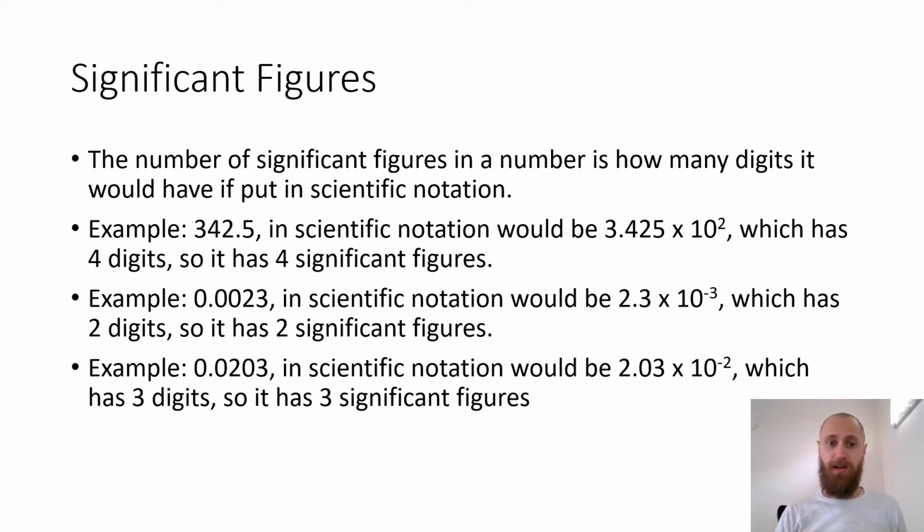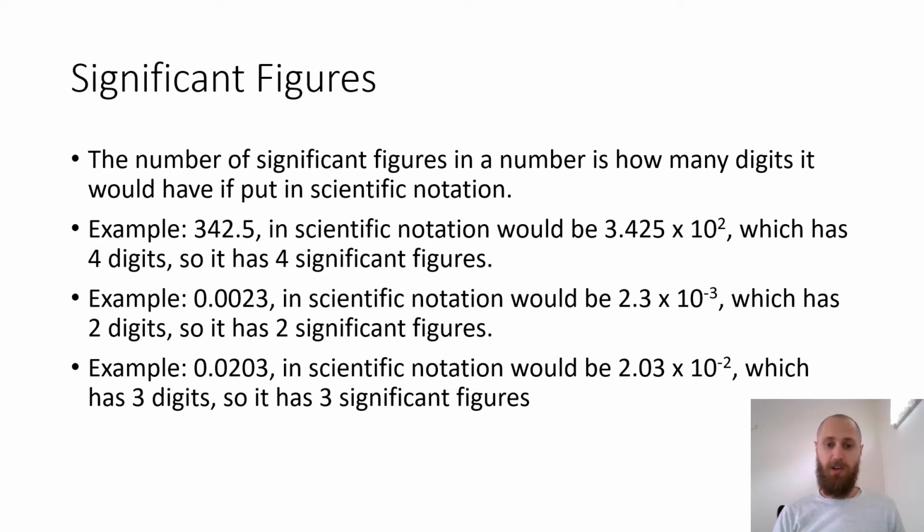My first example is going to be 342.5. I turn that to scientific notation, 3.425 times 10 to the power of 2. That's got 4 digits, so it's got 4 significant figures. My second example is 0.0023. In scientific notation, it's 2.3 times 10 to the minus 3. That's got 2 digits. It's got 2 significant figures.